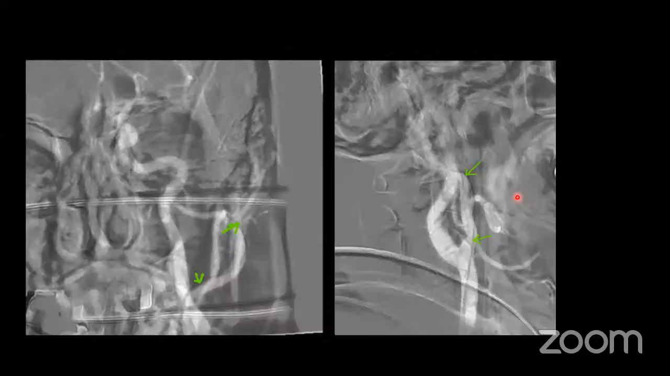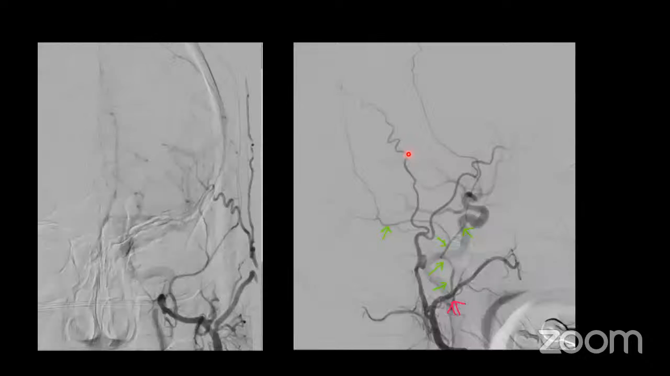After that, we can take a road map and take the wire up through the external carotid artery. This is the AP and this is the lateral view. And once the wire is inside, you can push the gate catheter or the diagnostic catheter up, and then we can take an external carotid angiogram, so that the middle meningeal artery will be visualized as the first branch of the internal maxillary artery, and this is the main trunk.